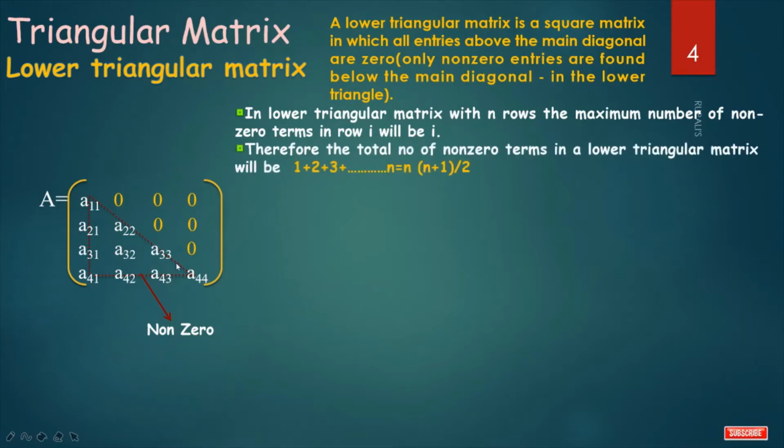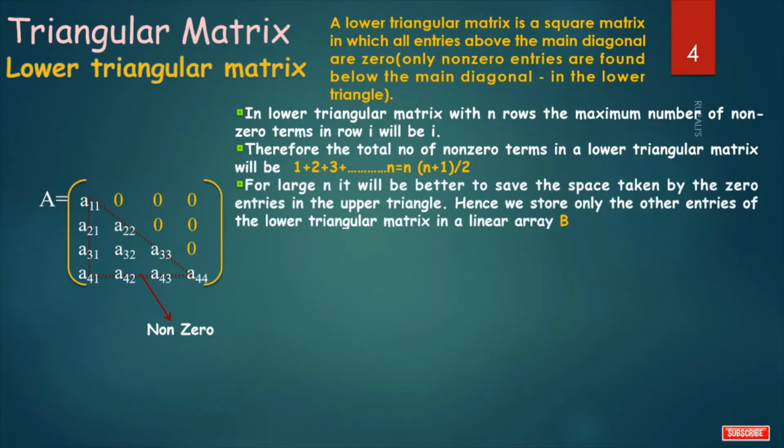So, the total number of non-zero elements in a lower triangular matrix will be: first row it is 1, second row it is 2, third row it is 3. In this way, if there are n rows, then it is n into n plus 1 by 2. Now, I want to store only the non-zero elements to a linear array to save memory space. So, for large n, it will be better to save the space taken by the zero entries in the upper triangle. Hence, we store only the other entries of the lower triangular matrix in a linear array B.